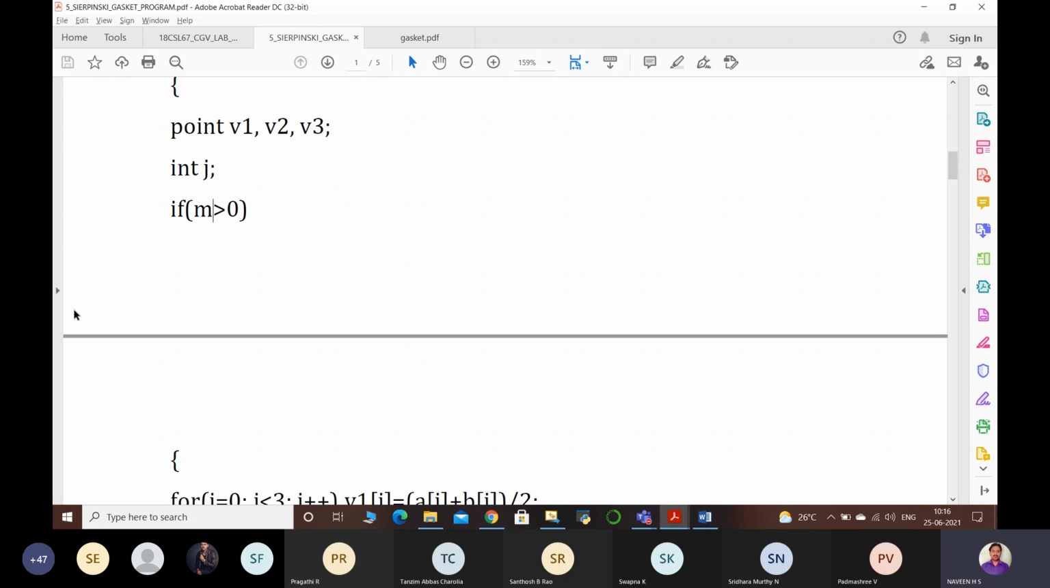Shashank? Yes, sir. Then your midpoint will be 0, right? In that case, because you have not calculated any midpoint, your midpoint will be 0. Here, greater than 0 is there. You don't take this condition. If m equals 0, then what is your output? I don't know, sir.